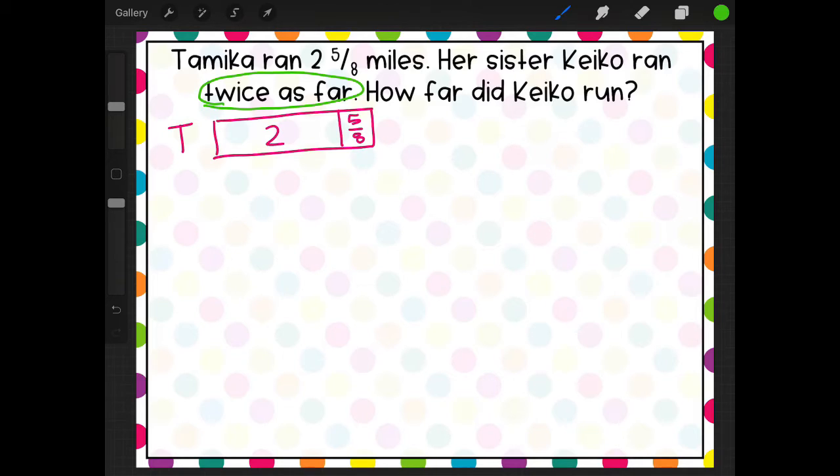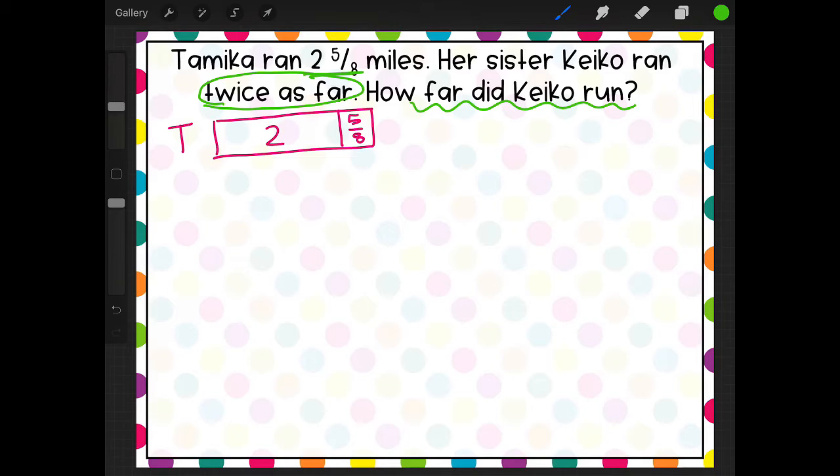So I was just looking at that and I just asked myself, what do I know about the problem? So I knew that Tamika ran 2 5/8 miles. I drew a picture of what I know so far. I drew out this picture that Tamika ran 2 5/8 miles. So what do I need to find out? I need to find out just here. My question is, how far did Keiko run?